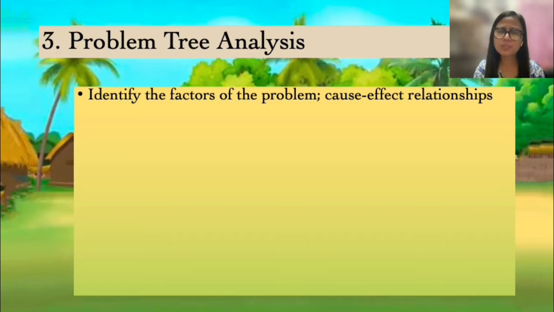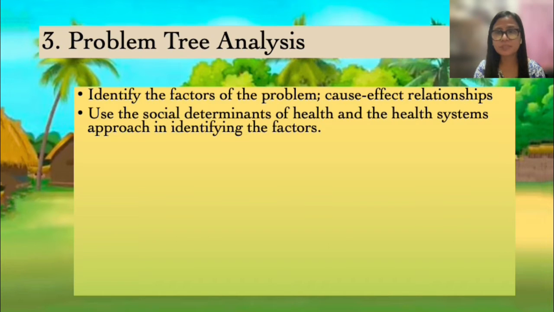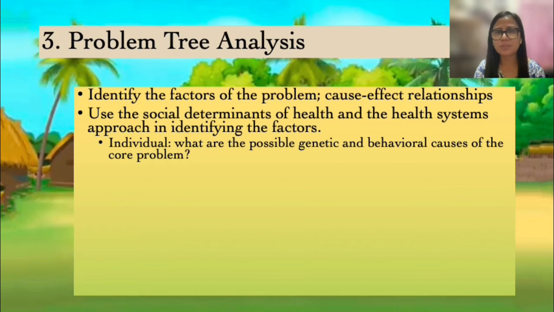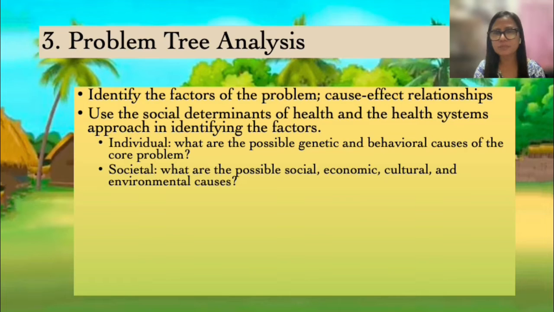Now, to avoid putting all the blame or all the factors on the individual, we use the social determinants of health and the health systems approach in identifying the factors. First, we look at the individual factors. What are the possible genetic and behavioral causes or factors of the core problem? Then we look at the social factors. What are the possible economic, cultural, and environmental causes?